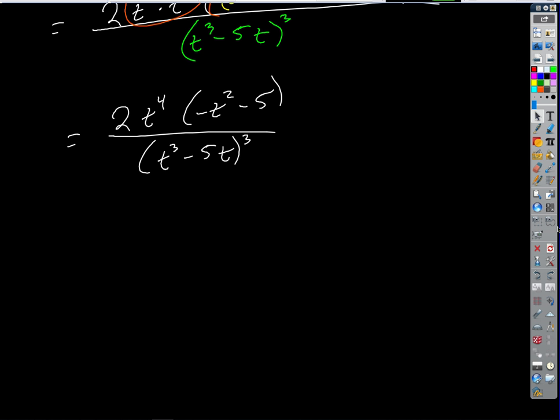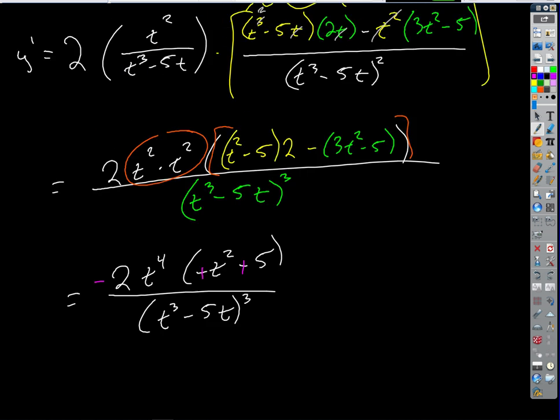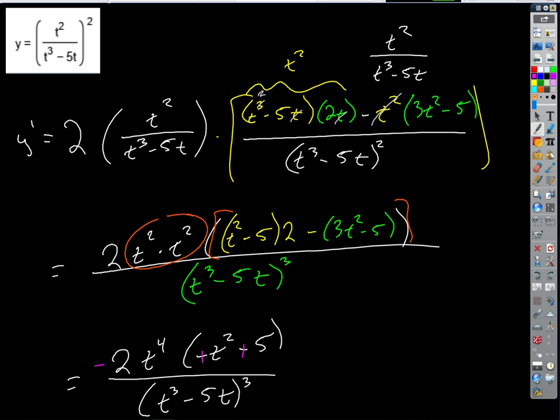Personally, I would put the negative out front too. You don't have to, but I would make that a negative and make those positive. Okay. Make sense? But really, the calculus is done there. We did the calculus, now it's just some algebra. And this class is mostly algebra.